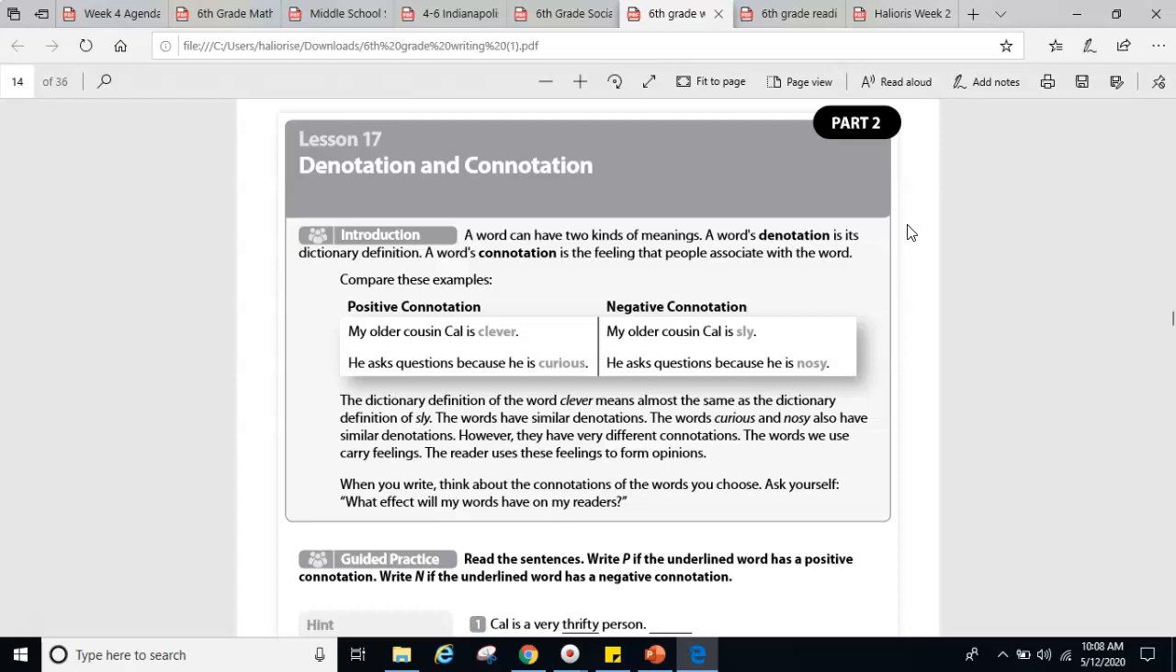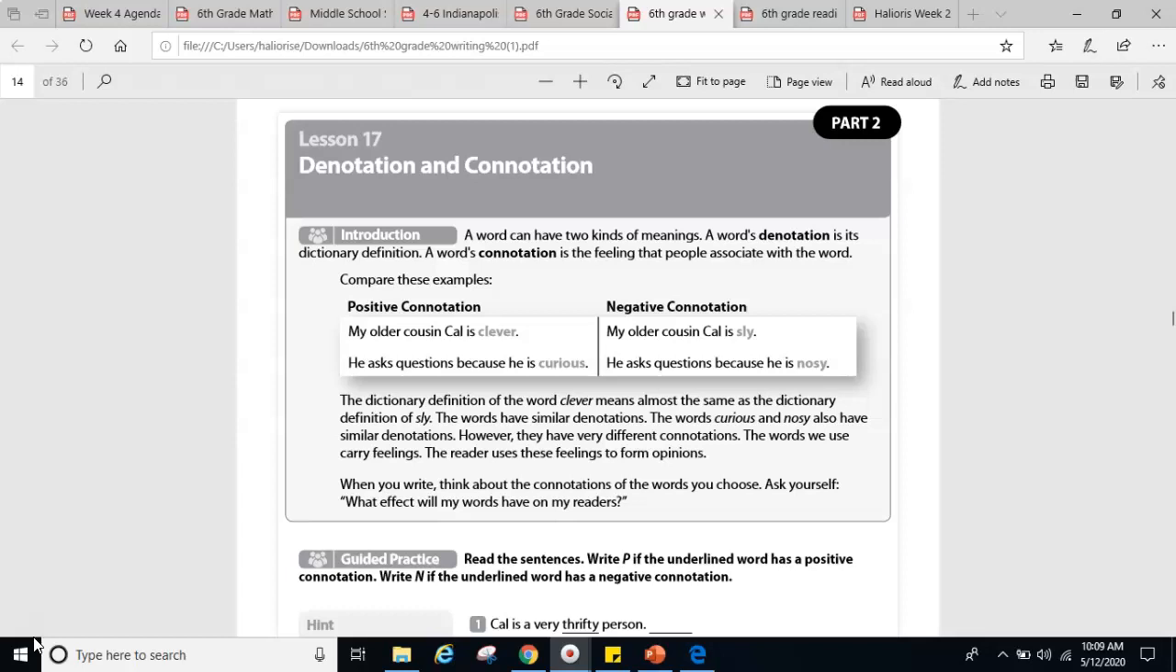So a word can have two kinds of meanings. A word's denotation is its dictionary definition, and a word's connotation is the feeling that people associate with the word. So we're going to compare some positive and negative connotation examples.